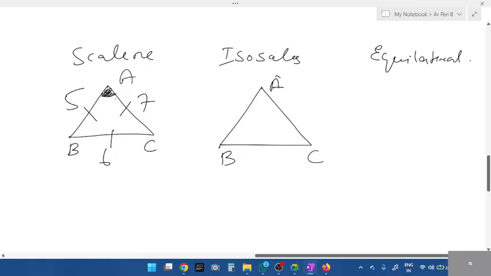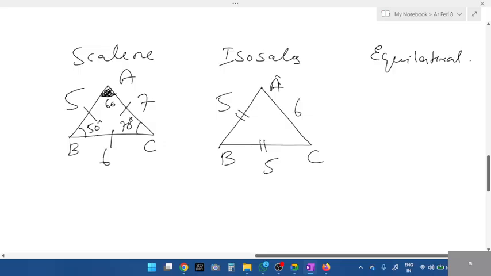So scalene triangle will have all three sides different. Angles also will be different. One will be 50, one will be 60, one will be 70. This is known as scalene triangle. Isosceles, any two can be equal. And the symbol is like this. They'll give two equal signs. If AB is 5 centimeters, how much is BC? 5 centimeters. Two sides will be equal. And the third side AC will be different. Let me take 6.